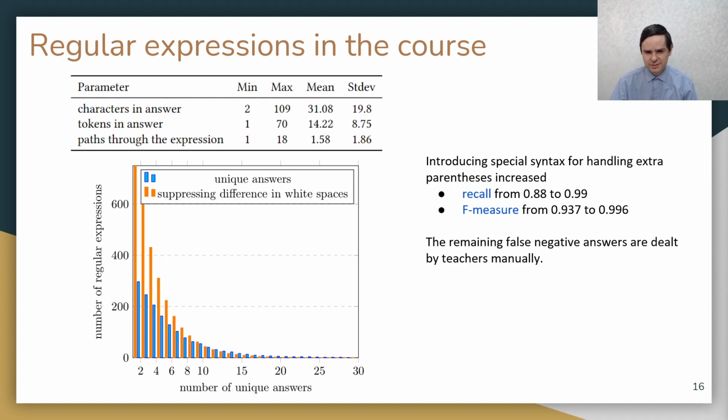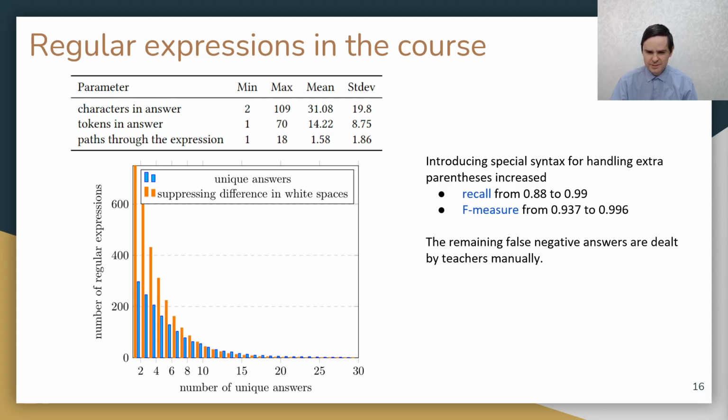This shows that regular expressions allowed significant variety among the answers, but most of the questions required only a limited amount of it. The most severe problem when introducing regular expressions for matching program code was extra parentheses in expressions. We introduced subpattern matching and special syntax in our matching engine and updated the regular expressions, which increased recall and depth measure, as you can see on this slide.